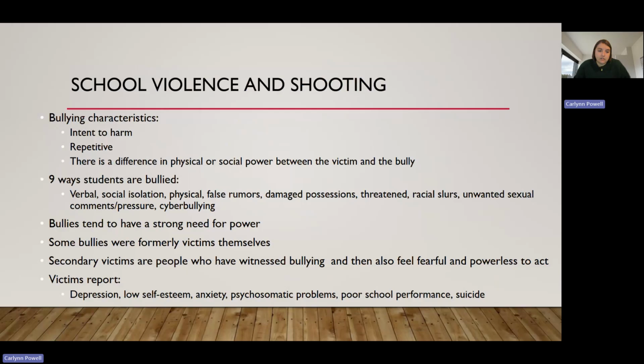So there are 9 ways that students can be bullied: verbal, social isolation. So far, those two are very self-explanatory, like someone saying something rude to you, isolating you, like no one's allowed to talk to you, no one can sit by you. Physical is physically harming someone. Creating false rumors. This is a huge thing, and to me, it connects a lot with cyberbullying in 2025. Obviously, a false rumor could be spread verbally, but we know most middle schoolers and high schoolers, if they're going to be creating a rumor, it's going to be on social media. Damaged possessions, threatening, racial slurs, unwanted sexual comments and pressure, and then cyberbullying.